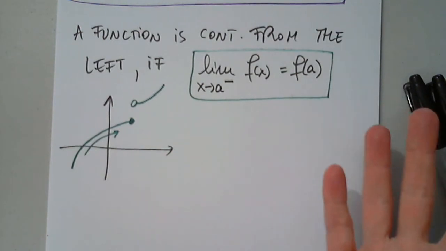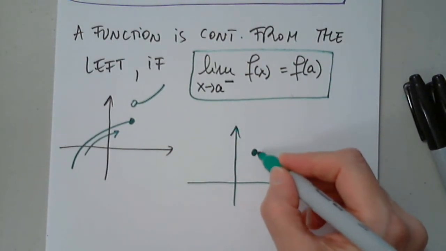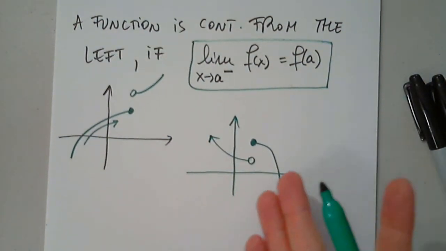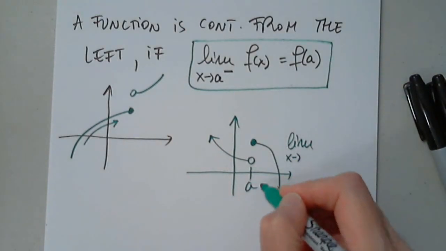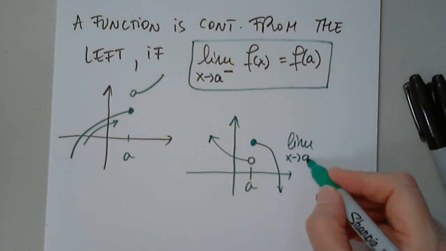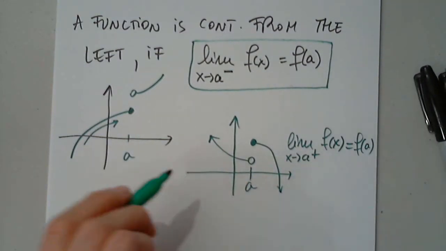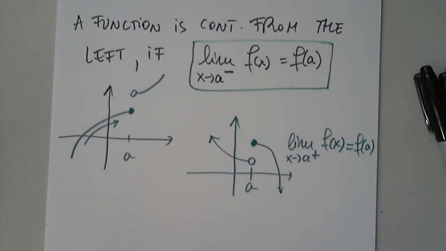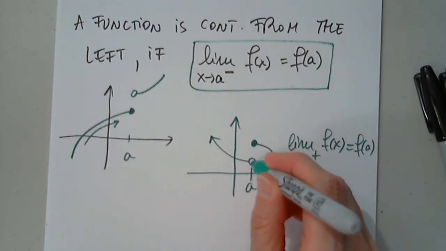It's continuous from the left because the limit from the left and the function value are the same. So it could also be continuous from the right. Here's an example of continuity from the right. In this situation, of course this is a right here, the limit from the right of a of f of x equals f of a. But it's not continuous from the left. It has a limit from the left, but it's not continuous from the left because the function value is not here.